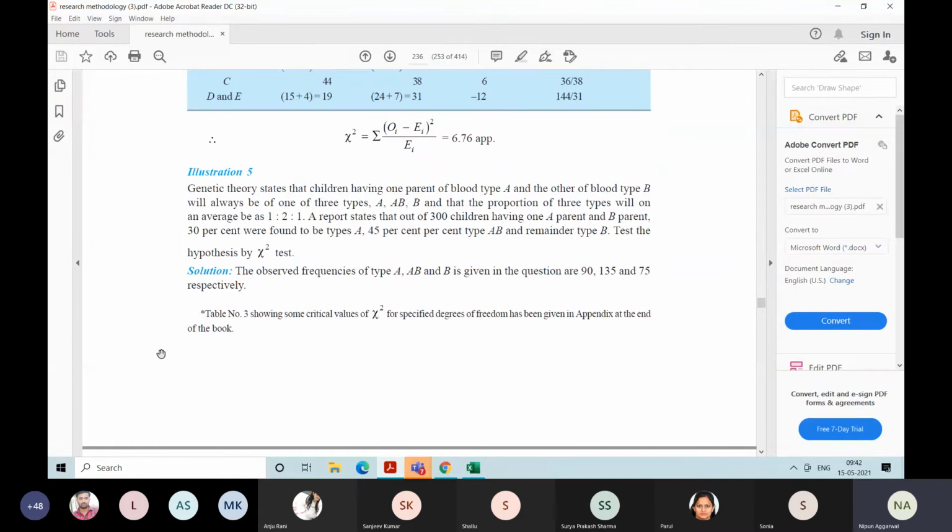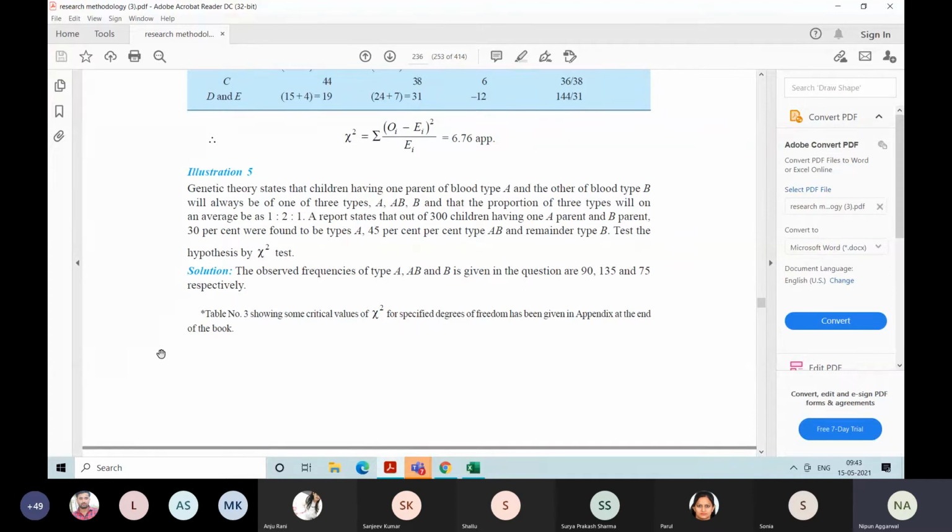Illustration 5 says a genetic theory states that children having one parent of blood type A and the other of blood type B will always be one of the three types A, AB and B. And the proportion of the three types will on average be 1:2:1. A report says that out of 300 children having one A parent and one B parent, 30% were found to be type A, 45% type AB, and the remainder type B. Test the hypothesis with the chi-square. Fine. So now read the question.